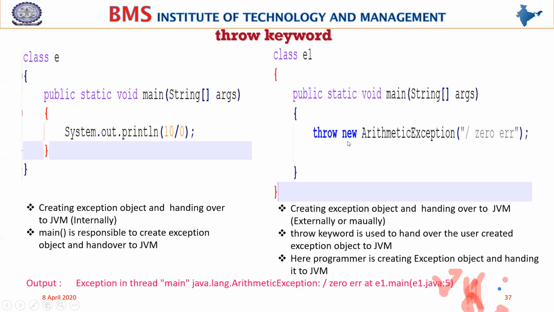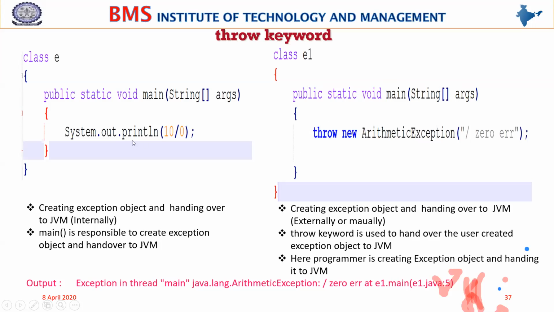Now, as we know, the purpose of the new keyword is that it creates memory dynamically. So the new operator is used to create memory for this particular object. New ArithmeticException means I am creating an object of type ArithmeticException. Now, using the keyword throw, I am going to hand over this particular exception, the arithmetic exception, to your JVM. Programmatically, while writing the program, I am handing over the raised exception to your JVM.